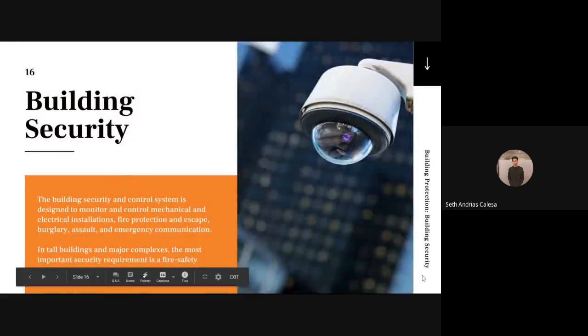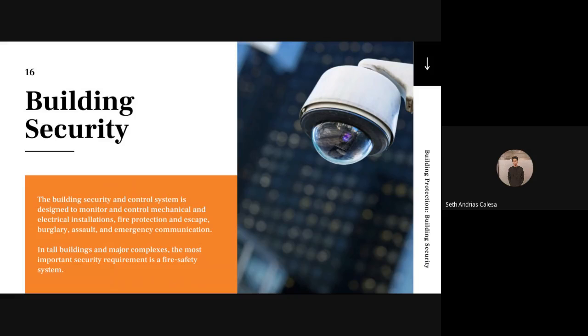Next slide. Building security. The building security and control system is designed to monitor and control mechanical and electrical installations, fire protection and escape, burglary, assault, and emergency communication. In tall buildings and major complexes, the most important security requirement is a fire safety system.